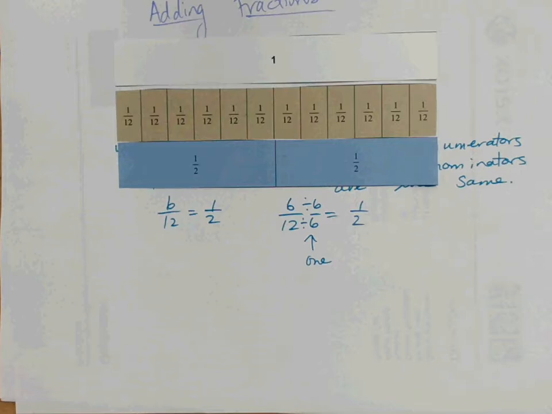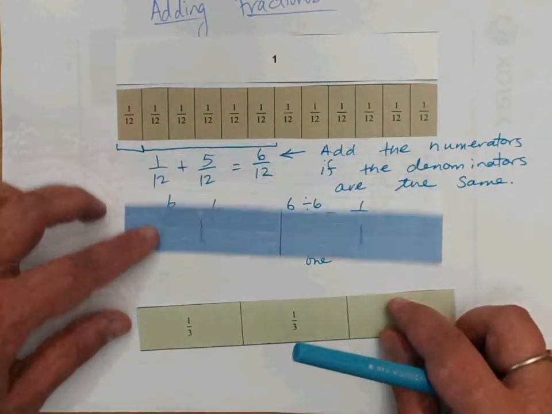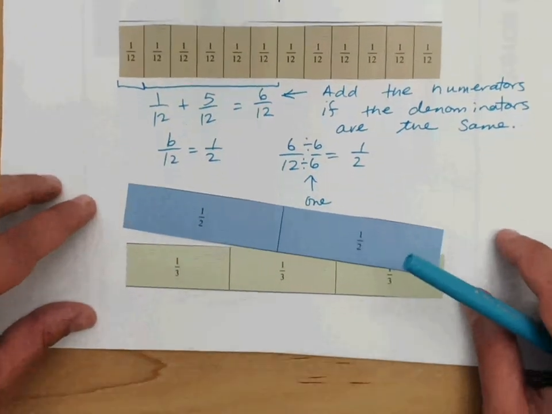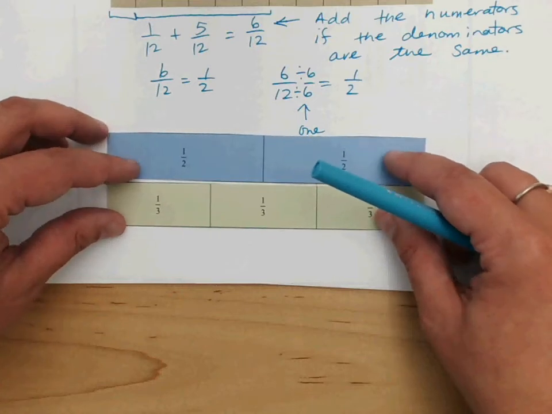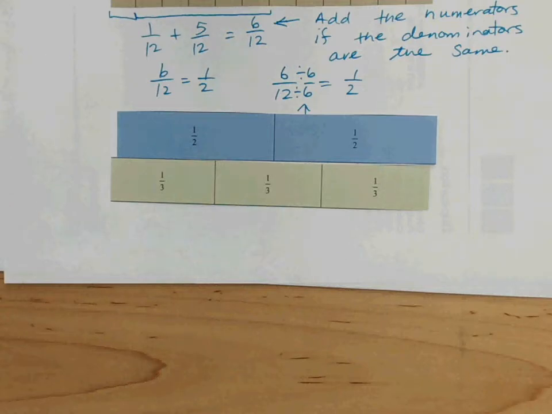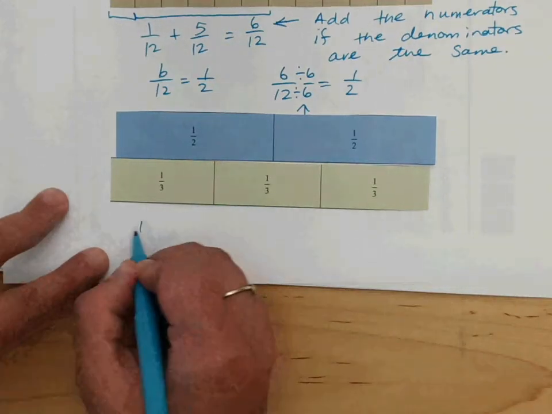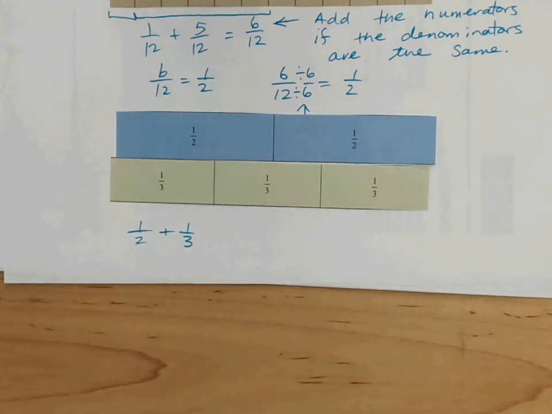So the trick here is, what if the denominators were not the same? Let's look at one of my favorite examples, which is 1/2 and 1/3. I'm going to move these pieces down and slide this right up. We're going to see that we have 1/2 here and we have 1/3. Why can I not add 1/2 and 1/3 together? Yeah, you can see that the sizes of the pieces are totally different.